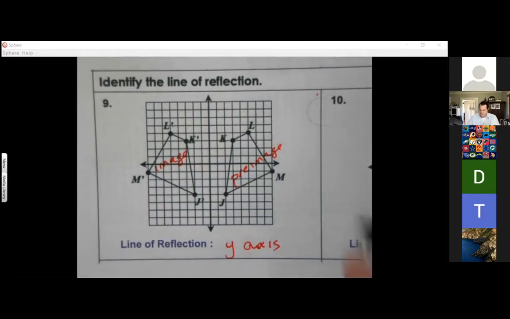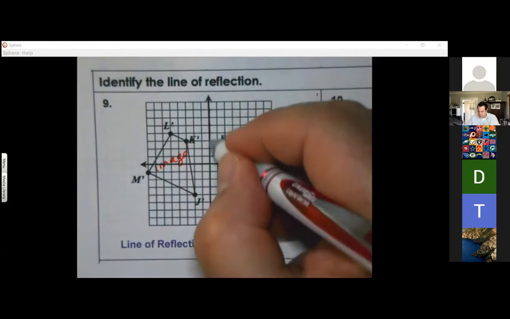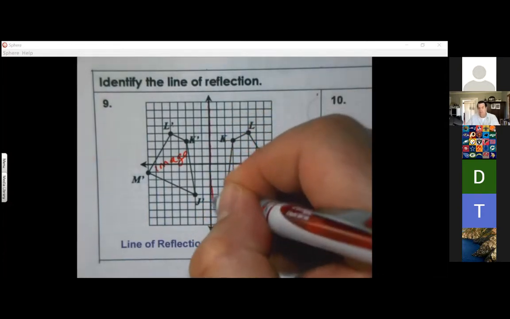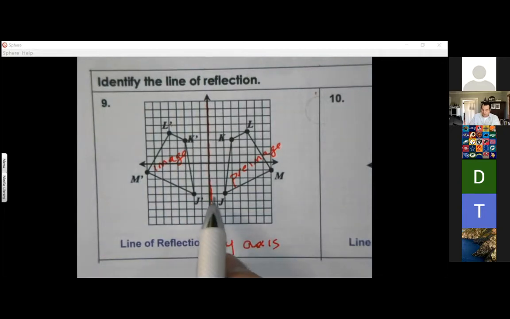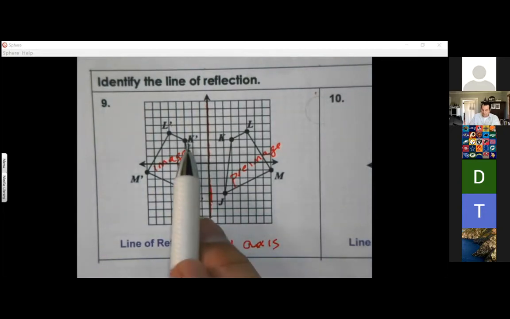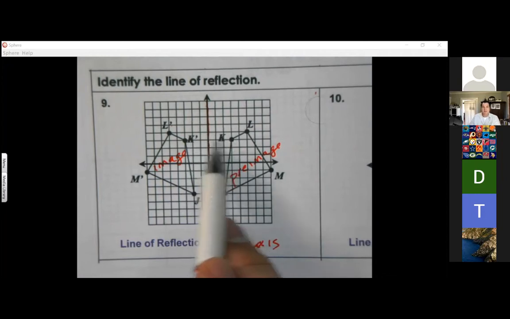This is on the y-axis, and if you were to fold it right there, they would match up. And you know that because it's 2 on this side and 2 on this side, and 3 on this side and 3 on this side. It's right in the middle between the relevant points.